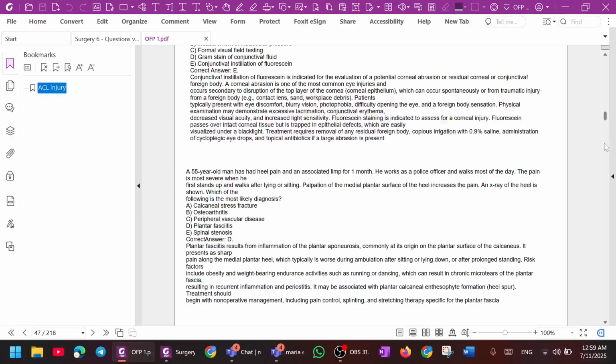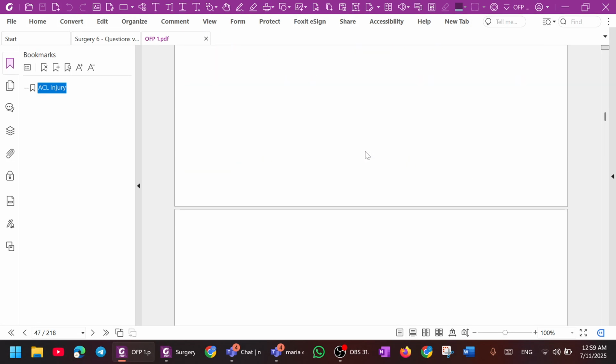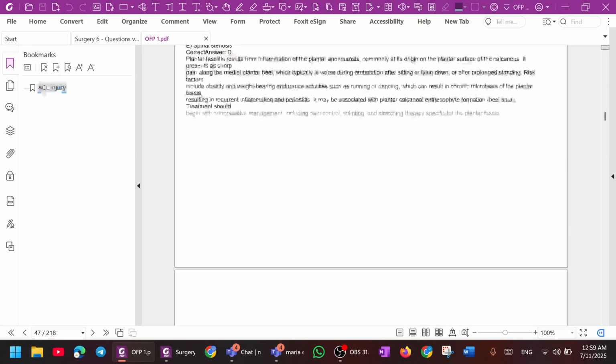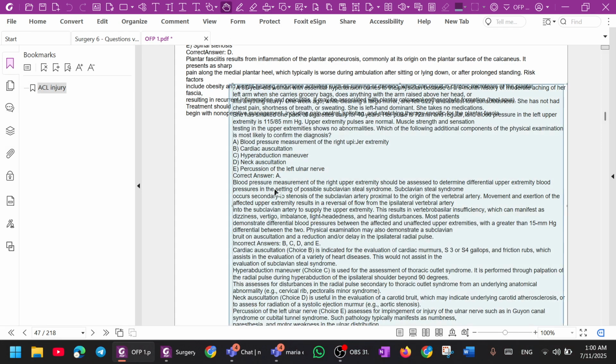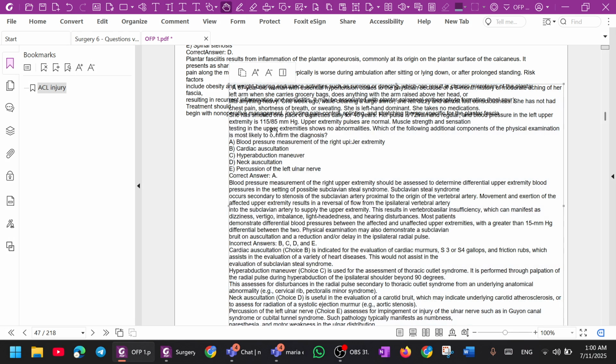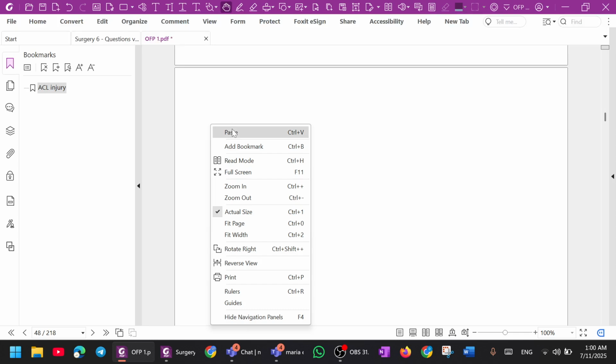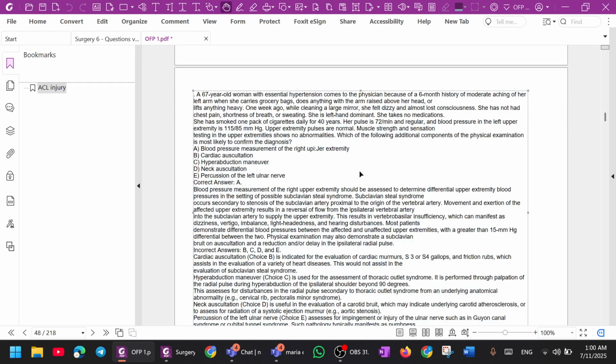Most patients demonstrate a differential blood pressure of greater than 15 mmHg between the affected and unaffected upper extremity. Physical exam may also demonstrate a subclavian bruit on auscultation and reduction and delay in the ipsilateral radial pulse. Neck auscultation is useful for evaluating carotid bruit, which may indicate underlying carotid atherosclerosis, or to assess for radiation of a systolic ejection murmur of aortic stenosis. Okay.